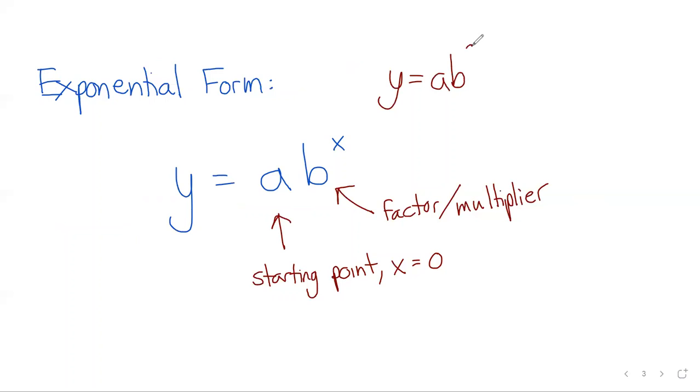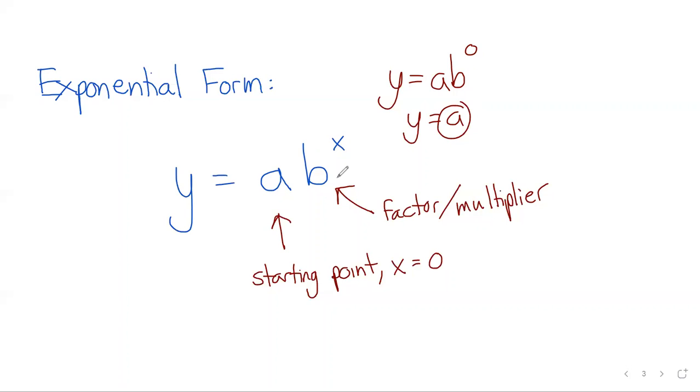So when this is 0, I'll just write this over here. When x equals 0, in other words, at time 0, right when we start, well, anything to the 0 power is 1. So b to the 0 power is 1. So basically that is just 1 times a and it goes away. So what this is saying is that at time equals 0, that's what we have. We start at a. So this value is always going to be a starting point.